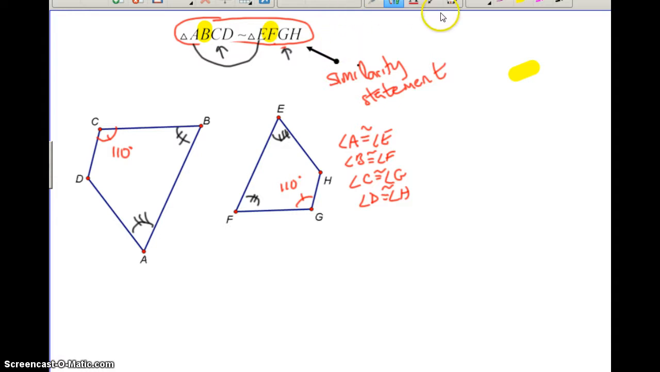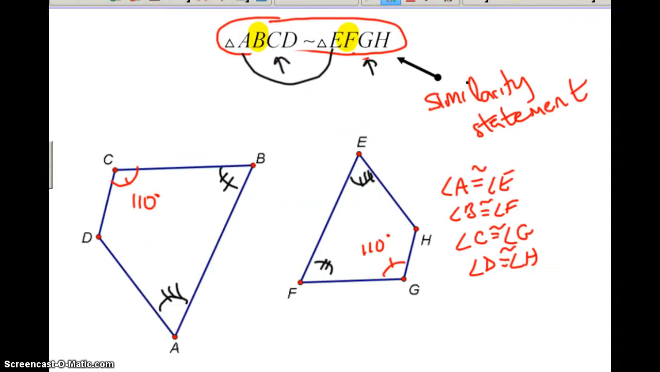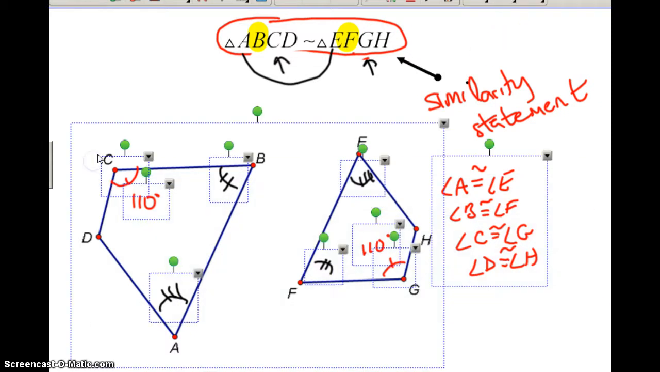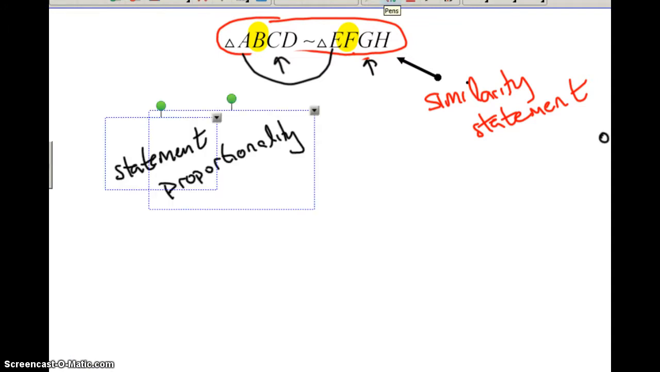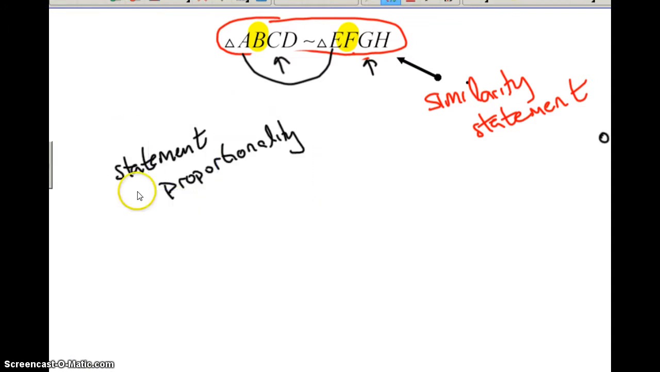Another really important thing to go over with similarity is the statement of proportionality. So I'm going to actually clear this image for a little and show you how to write a statement of proportionality. So when you're writing a statement of proportionality, if there's four sides, you're going to need fraction bars. You're going to need four of them. If there were three sides, you would need three fraction bars, and so on and so forth.